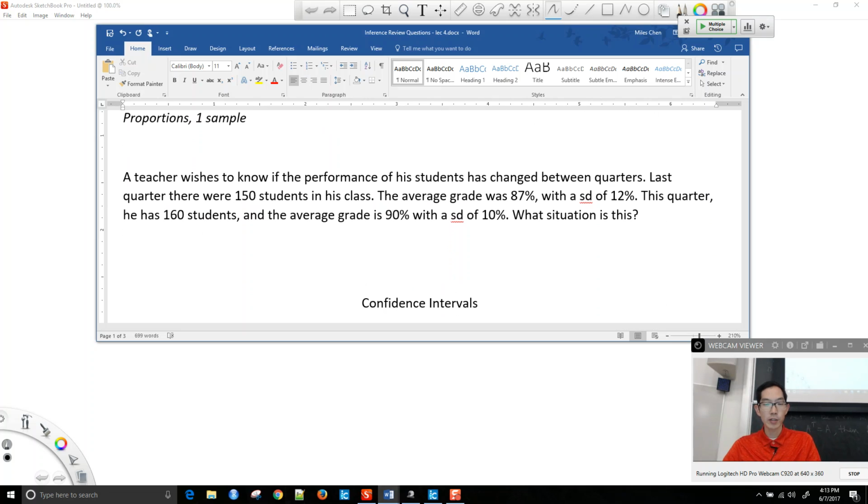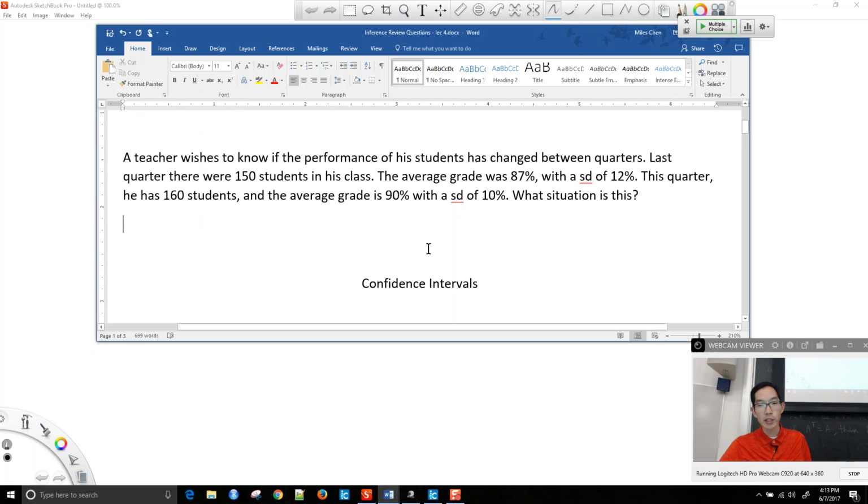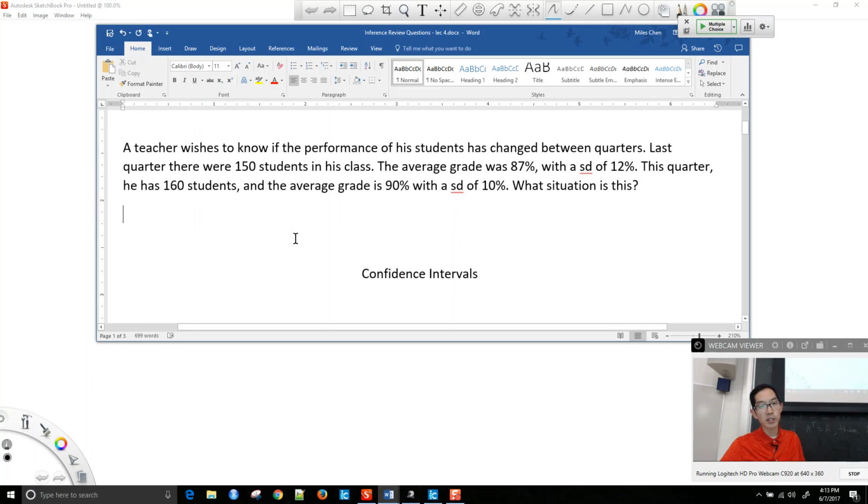All right, over here it says a teacher wishes to know if the performance of his students has changed between quarters. Last quarter there were 150 students in his class. The average grade was 87% with a standard deviation of 12%. This quarter he has 160 students. Average grade is 90% with a standard deviation of 10%. What do we have here?